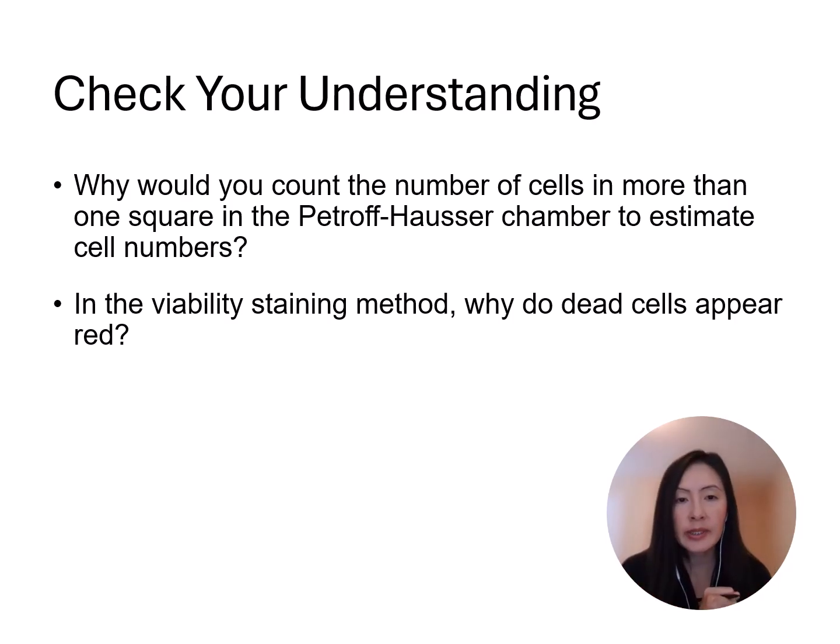In the second one, that fluorescent staining, why do dead cells appear red? This is because the red fluorescent stain only penetrates the cells with damaged membranes, so it'll displace the green stain on those cells. So live cells appear green and dead cells appear red in the staining method.